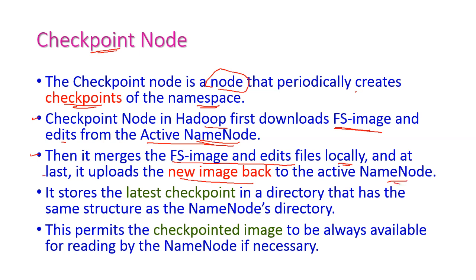It stores the latest checkpoints in a directory that has the same structure as the name node's directory, and this permits the checkpointed image to be always available for reading by the name node if necessary. So these are the importance of the checkpoint node.